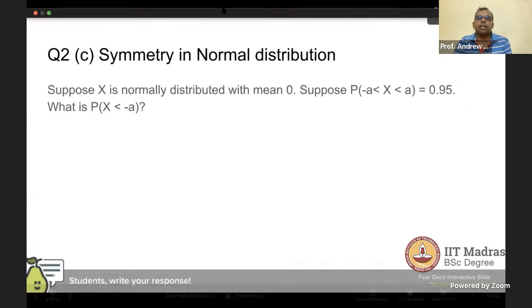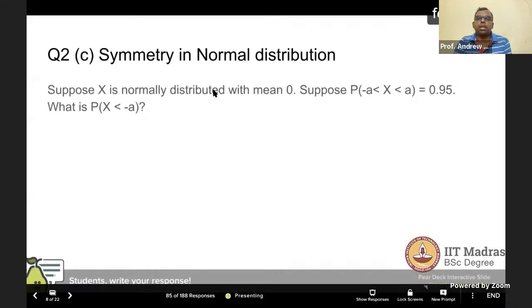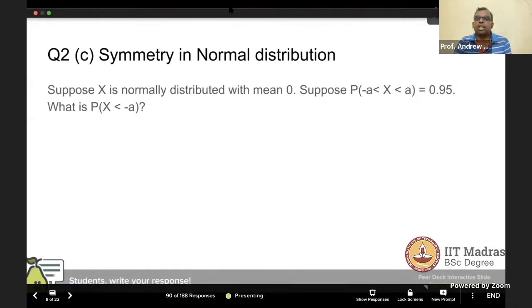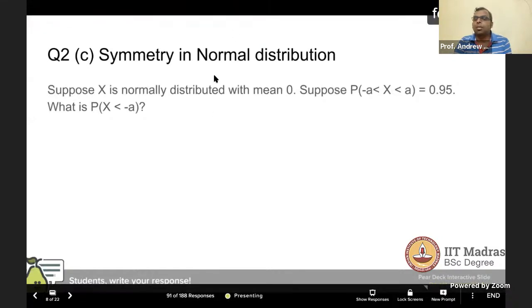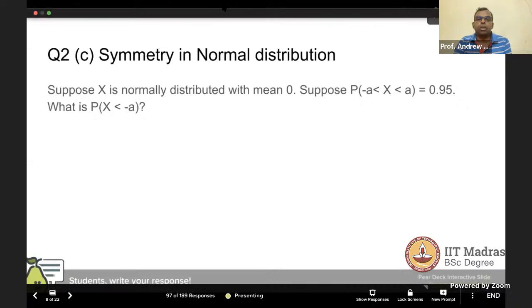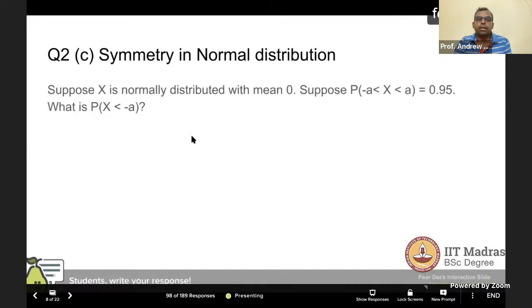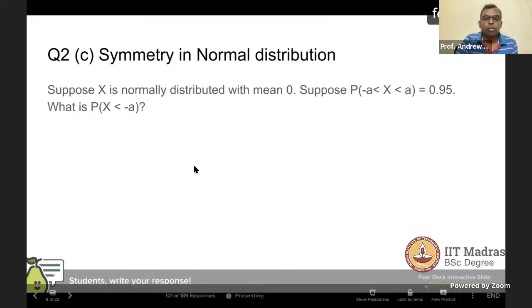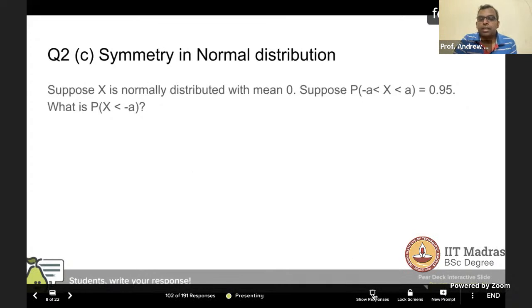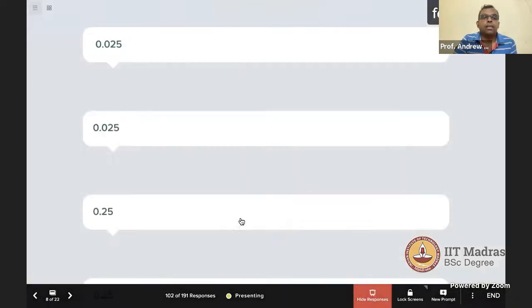I think there seems to be considerably more participation numbers in the Zoom session than the peer deck. I think maybe someone should keep posting the peer deck link repeatedly so that people can come in there and enter their answers. The number of responses is slowly creeping up beyond 100, I think. So let me just show what the answer is.